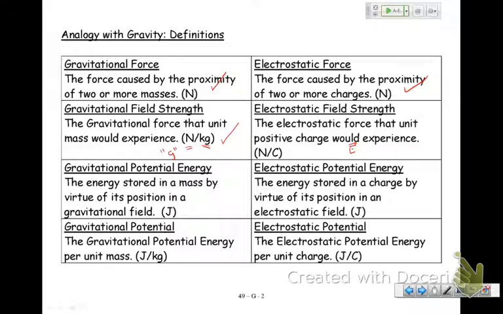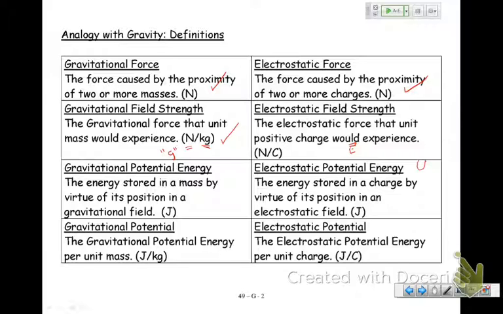And then we had gravitational potential energy, and that was measured in joules. The energy stored in a mass by virtue of its position in a gravitational field. And we have the electrostatic potential energy. That's not voltage. That's U. That's potential energy. We've got to distinguish between potential and potential energy. And that is our energy by virtue of its position in an electrostatic field.